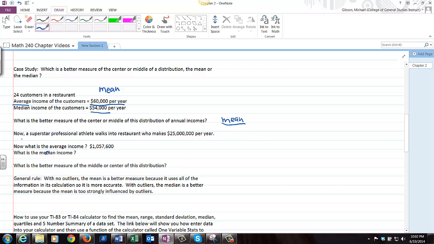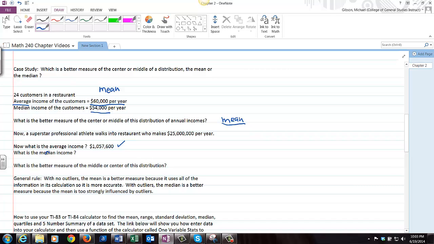Okay. Now, let's change the situation a little bit. Let's say a superstar professional athlete walks into the restaurant who makes $25 million a year. Now, what's the average income? Well, you do a little calculation, you can find the average income's over $1 million a person, right? The average income's over $1 million. So we had these 24 people whose average income was 60. Now we've got these 24 of them, the same people. The average income is suddenly over $1 million.